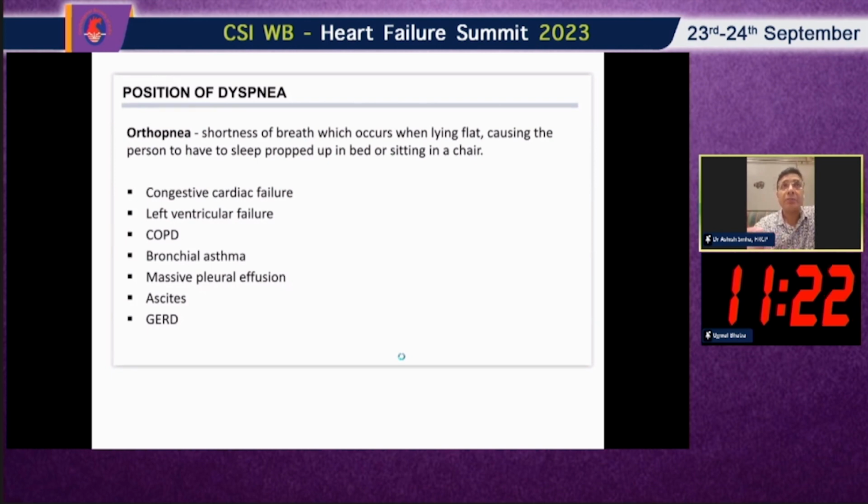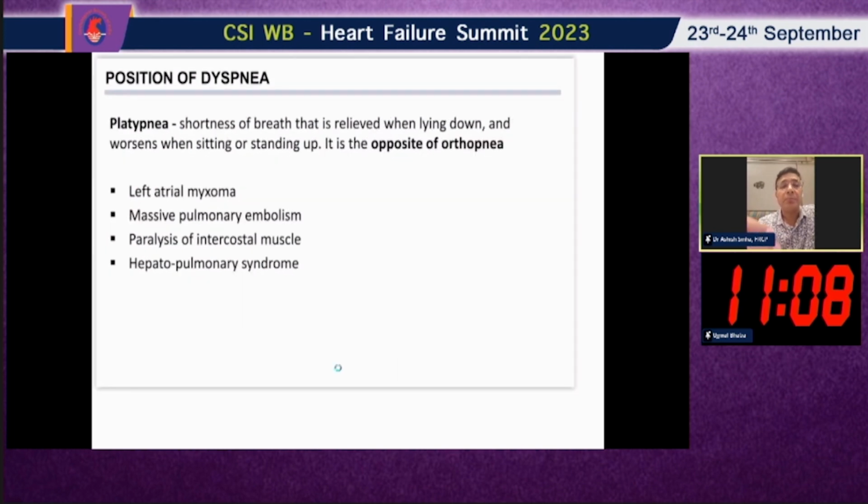So what are we thinking of? A patient who complains of breathlessness when they are lying down. We should think of CCF, we should think of LVF, we should think of COPD, bronchial asthma, massive pleural effusion, ascites, and GERD syndromes.